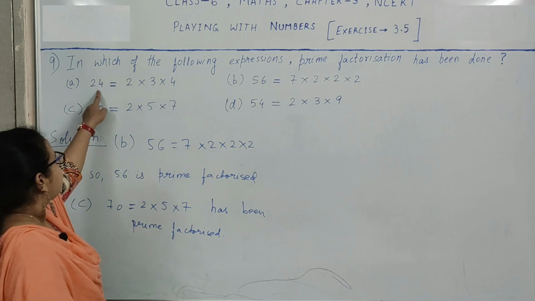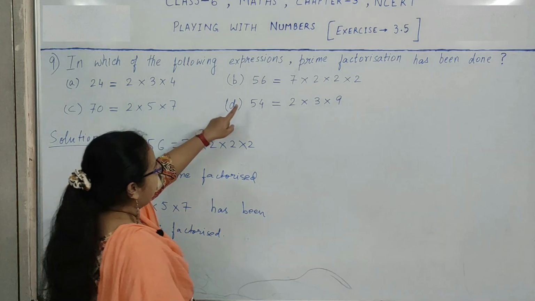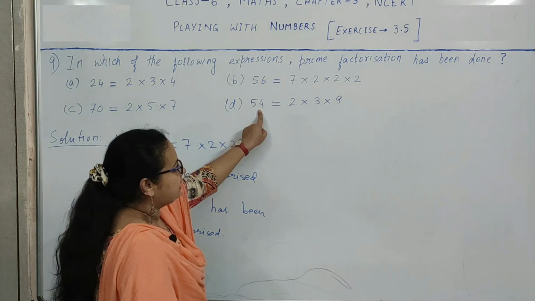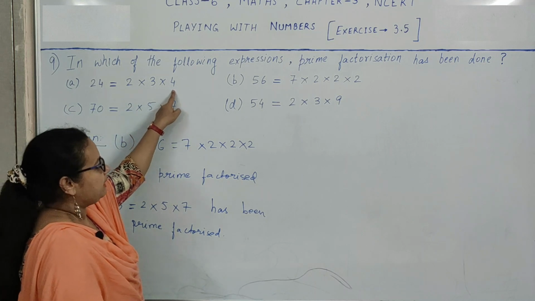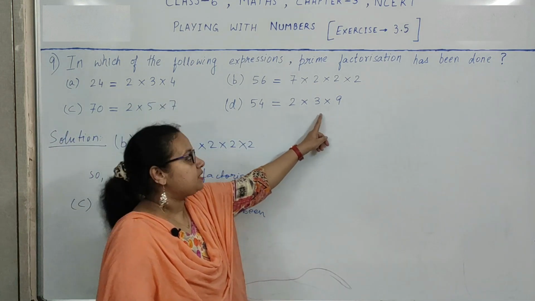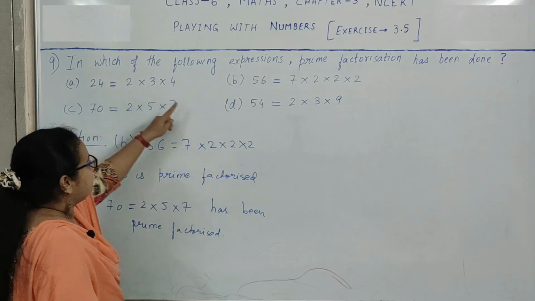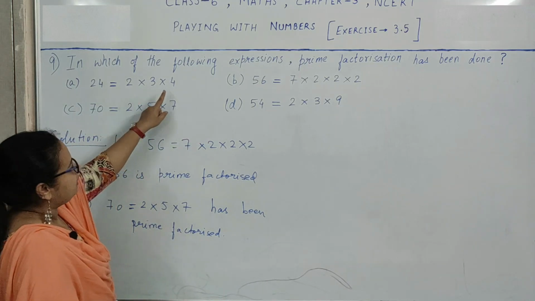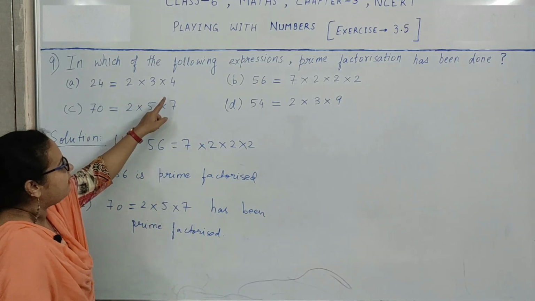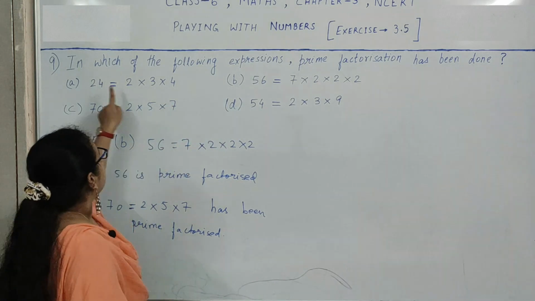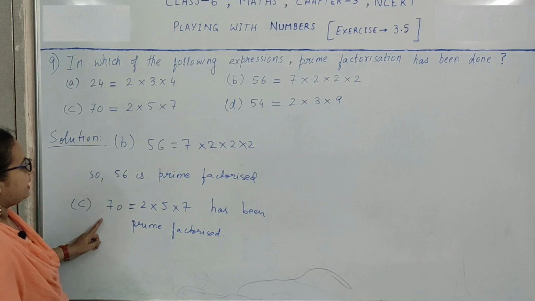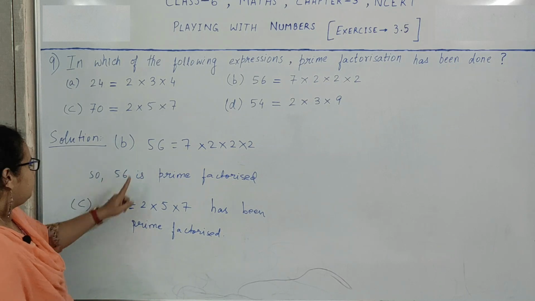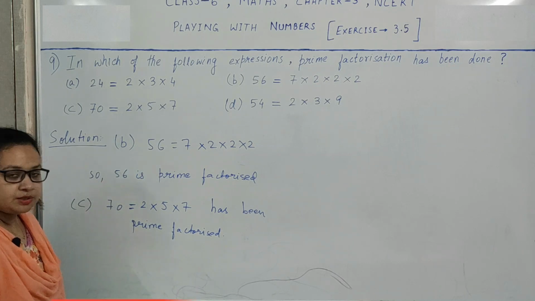Okay, but prime factorization of 24 is not done and prime factorization of 54 is not done because the factors here are not all primes. This is not a prime number and this is not a prime number. So these two, part A and part D, are not prime factorized. We have not done the prime factorization of these two numbers. Okay, 56 and 70 are prime factorized. Understood?